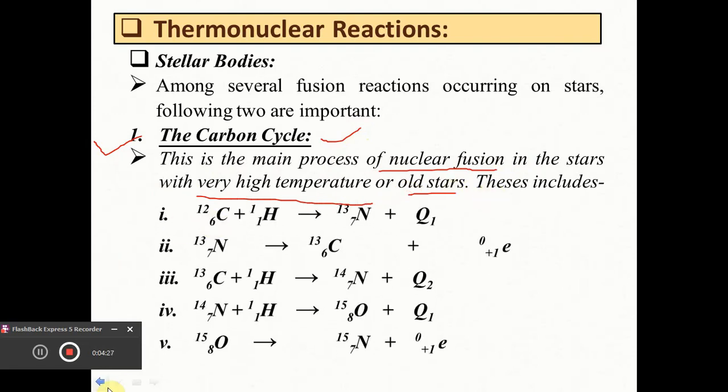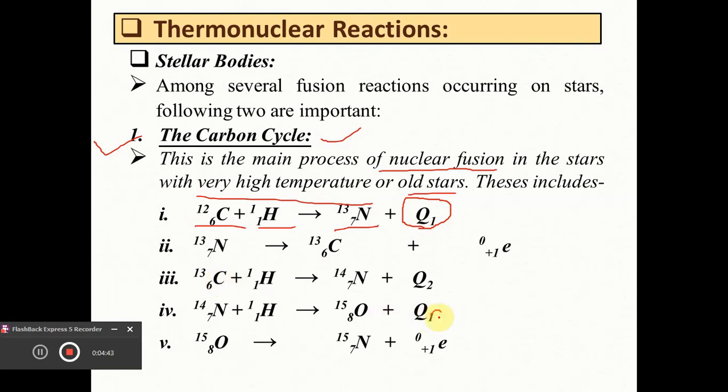Here, dear friends, you can see there are a number of reactions in which, in the first step, a carbon-12 nucleus combines with a hydrogen nucleus and gives the formation of nitrogen-13 with the liberation of Q1 amount of energy.